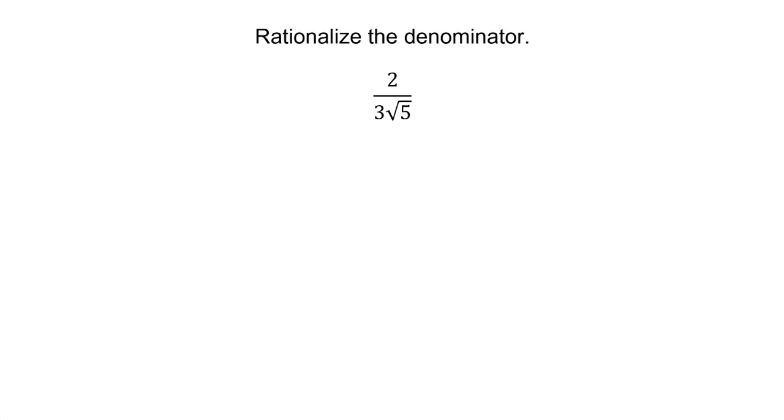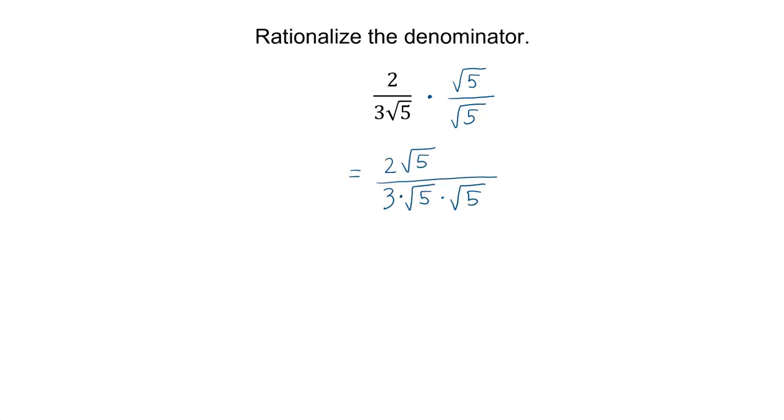Here we need to rationalize the denominator, and the given fraction is 2 over 3 square roots of 5. Here again we have a single term square root in the denominator. Even though the square root has a coefficient, that doesn't matter. We're still going to multiply the top and bottom of the fraction by the square root that's in the denominator. In this case, the square root is the square root of 5. So we multiply the top and bottom of our fraction by the square root of 5 to rationalize.